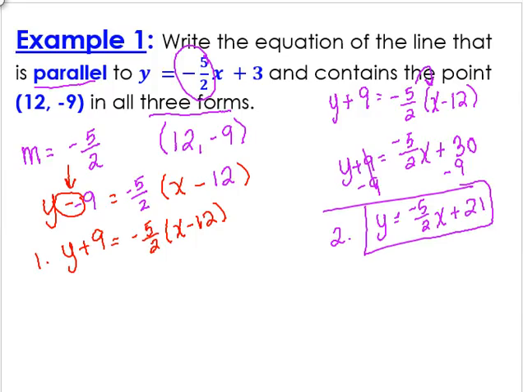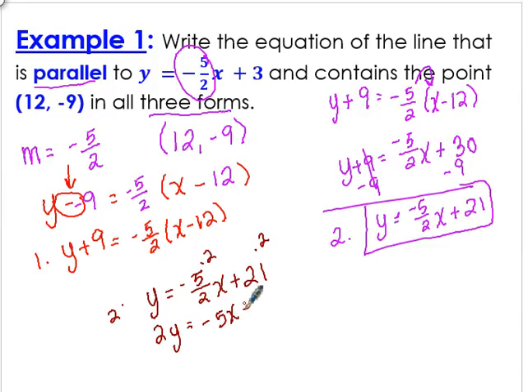Last form, like always, is standard form. In standard form you can't have any fractions, so I'm going to start in slope intercept form and get rid of the denominator by multiplying everything by it. The denominator is 2, so I multiply everything by 2, and I get 2y equals -5x plus 42. Add 5x to both sides, because standard form has the x term on the other side, and I get 5x plus 2y equals 42, and that's the third way, in standard form.